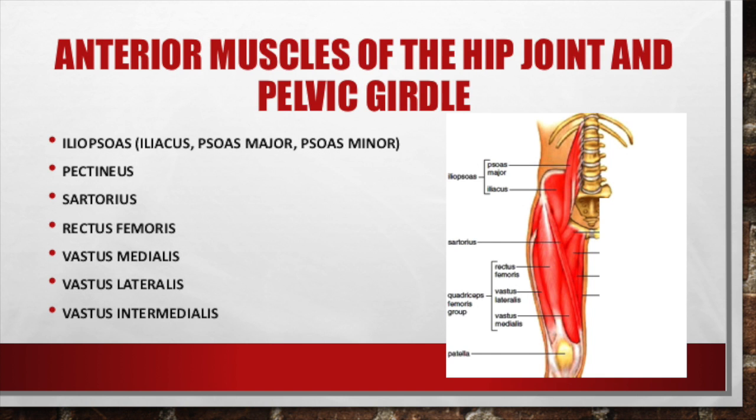The primary motion of the anterior muscles of the hip joint and pelvic girdle is hip flexion. The anterior muscles of the hip joint and pelvic girdle include iliopsoas, pectineus, sartorius, rectus femoris, vastus medialis, vastus lateralis, and vastus intermedius. The iliopsoas muscles include the iliacus, the psoas major, and psoas minor.